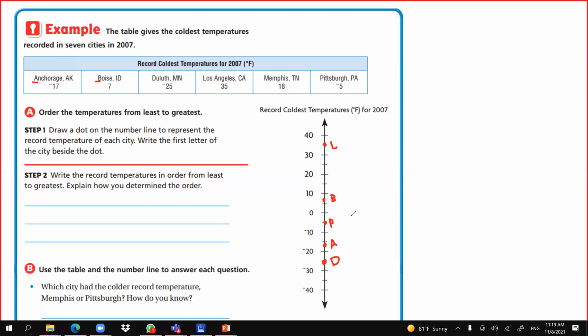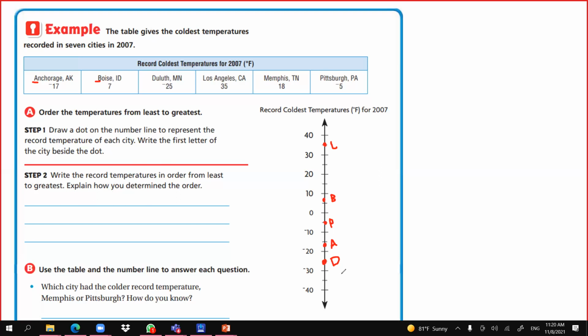Is it clear? Any problem how to plot the numbers or draw the numbers on the number line? The last one. Yeah, just to put the places. That's it. Okay. Now next, they told you now, write the record temperatures in order from least to greatest.